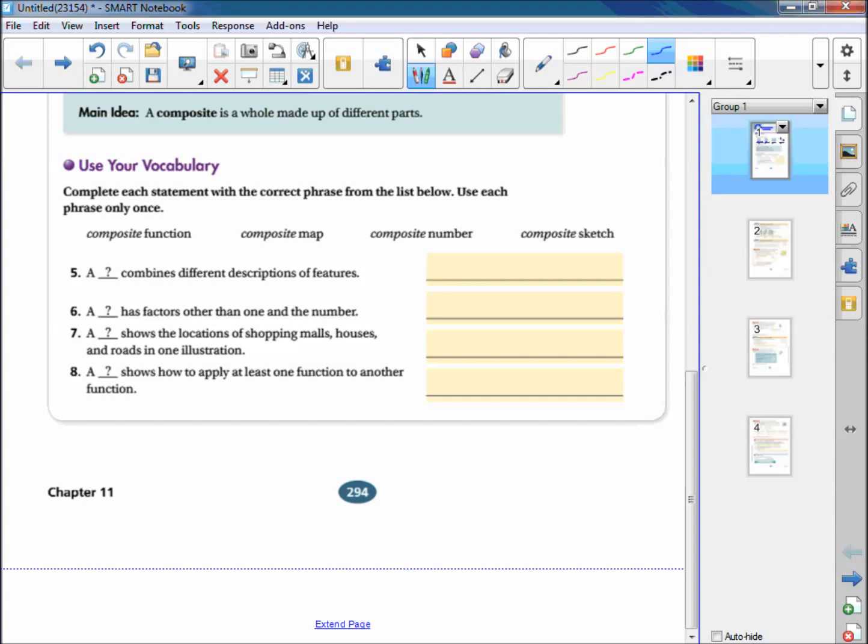All right, so complete each statement with the correct phrase from the list below. Use each phrase only once. So number 5, a composite sketch combines different descriptions of features. So this is what you might do if you are a policeman sketch artist. So you try to describe all the features that somebody says for a suspect. Okay. A blank has factors other than 1 and a number, so this would be a composite number. Okay, it's made up of many prime numbers multiplied together.